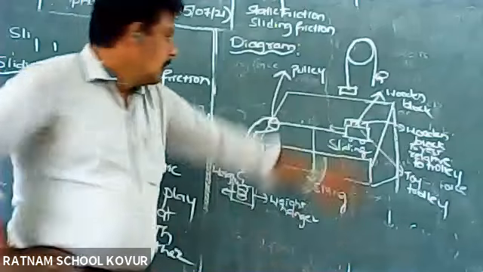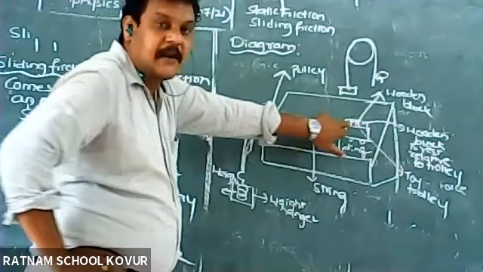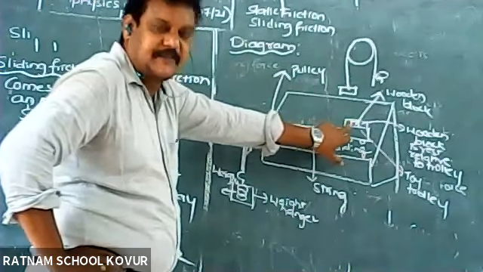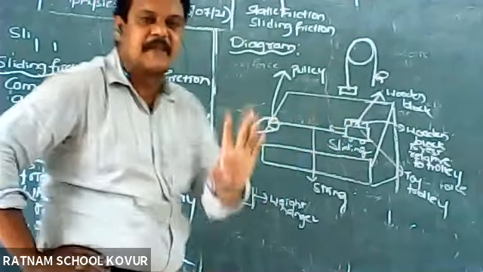Static means this wooden block which is kept on the trolley is at rest. So the friction which is developed on the wooden block is called static. Static means it is not moving anywhere. It is moving along with the trolley. That is called static friction.